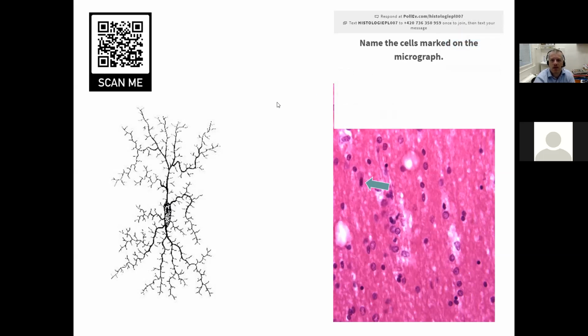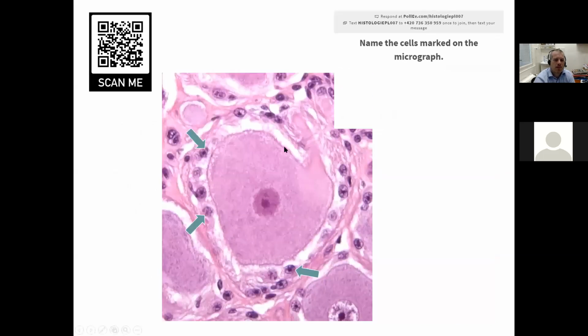Okay, that's nice. I appreciate you know that. Another cell, now we're pointing to these small cells surrounding this large cell body. So what could these be, possibly?